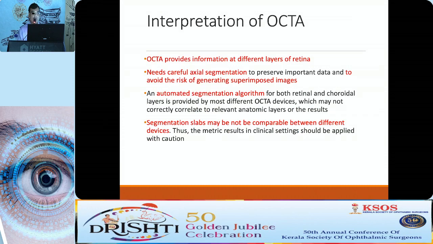The only thing is, it has to be very carefully segmented, and once you are using the same machine, the segmentation can be automated. Since it is an automated technology, it can be repeated at the same level. If you are using different machines, yes, it's difficult to repeat the same thing at the same level, because every machine has a different wavelength of light to take.